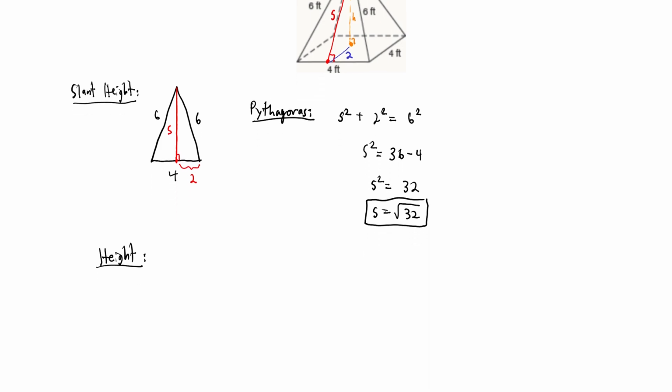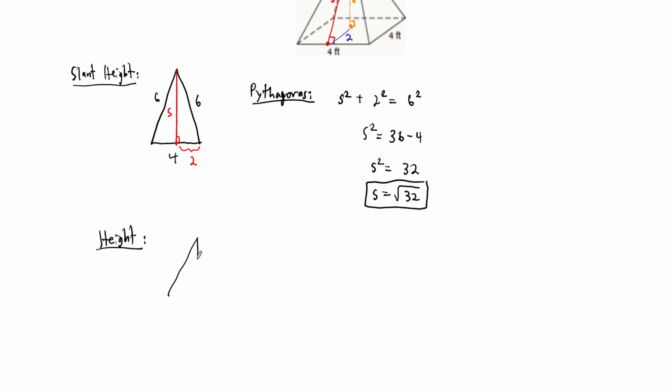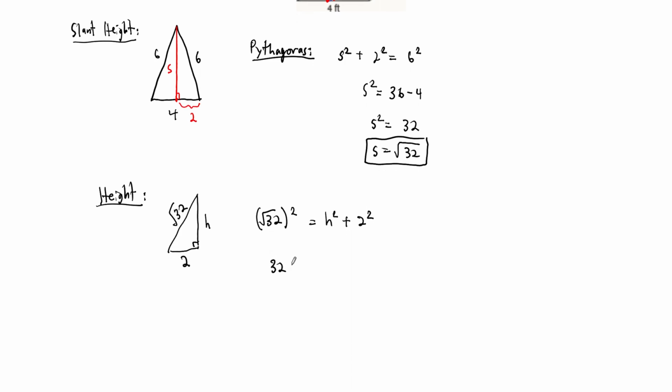So to find the height of the pyramid, we have a triangle that has slant equal to root 32, and then 2 at the base, and then the height here. This is another Pythagorean theorem. It's very similar, right? So this time we have root 32 quantity squared equals h squared plus 2 squared. So this now is 32 equals h squared plus 4. We rearrange and we get that h is equal to the square root of 32 minus 4, that's 28. This is 2 root 7 if you want to reduce it.